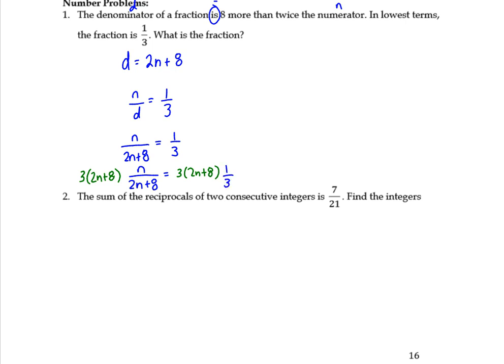Okay, so on this side, it is the same thing as cross multiplying because the 2n plus 8's cancel and the 3's cancel. So we're left with 3n equals 2n plus 8. Subtract 2n and we get n equals 8.